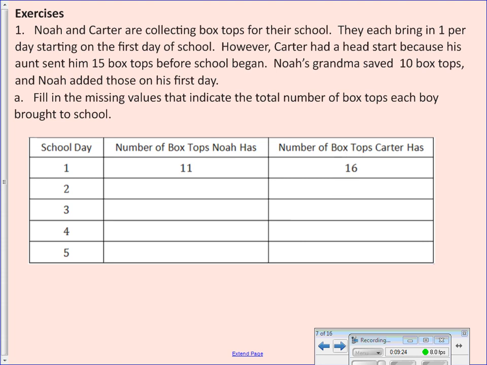Now each day he brought in 1 more. He didn't get them from his aunt and grandma anymore. He just had 1 more. So the number of box tops on the second day of school, how many? 12. The next day? All right, fill in your tables.